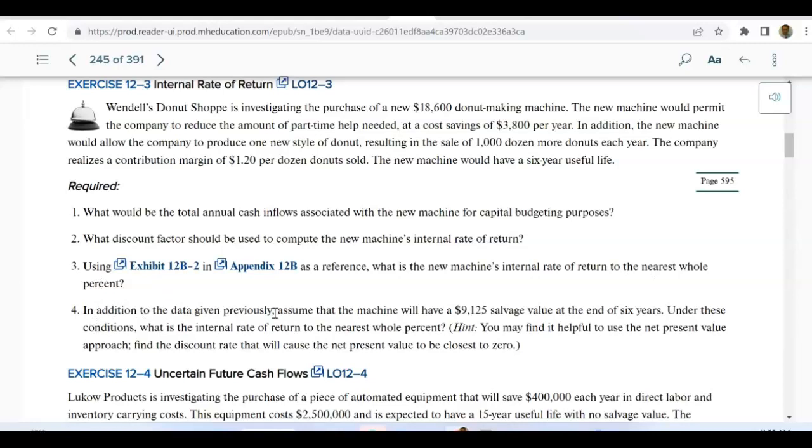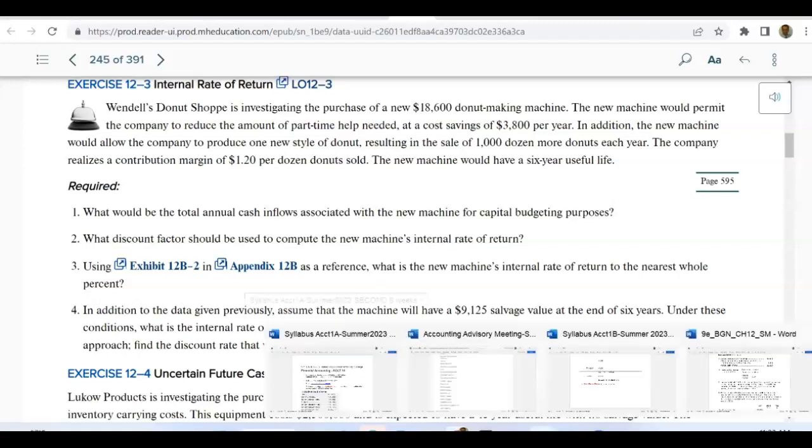In addition to the data given previously, assume that the machine will have a $9,125 salvage value at the end of the 6 years. Under these conditions, what is the internal rate of return to the nearest whole percent? Hint, you may find it helpful to use the net present value approach, and find the discount rate that will cause the net present value to be closest to 0.